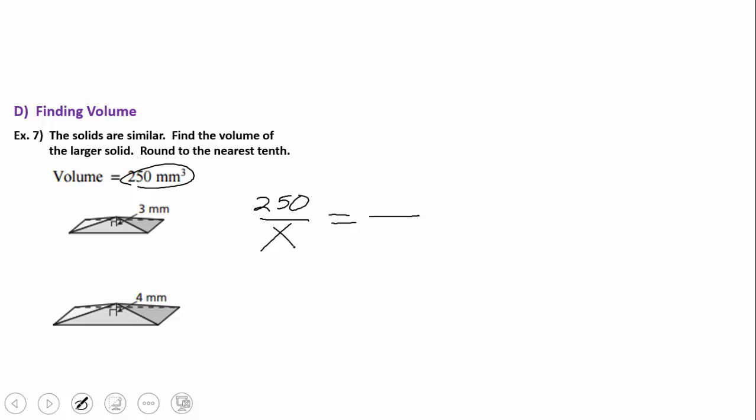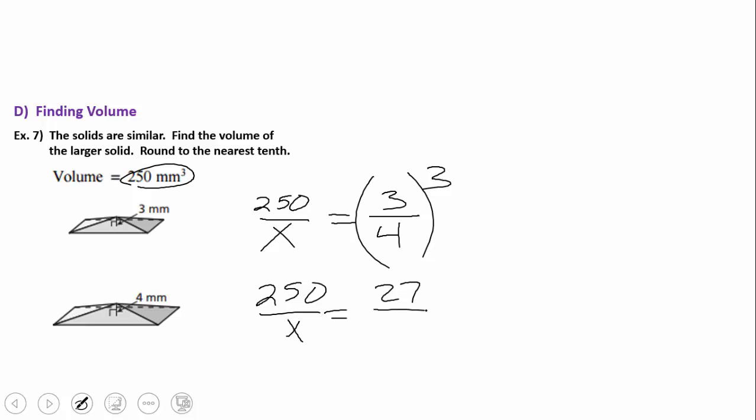The only linear measure they give us, it's not like we have to guess, is the height of these pyramids. I can tell that they are rectangular pyramids, and they're giving us the height. The smaller one is 3 millimeters, and the larger one is 4 millimeters. And we know that to find volume, this ratio of the corresponding linear dimensions has to be cubed. So we're going to cube that ratio first and then solve the proportion as we always do. So we're going to have 250 to x is equal to 3 cubed, which means 3 times 3 times 3, and that's 27, over 4 cubed, which is 4 times 4 times 4, which is 64.